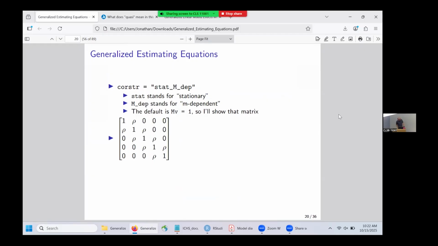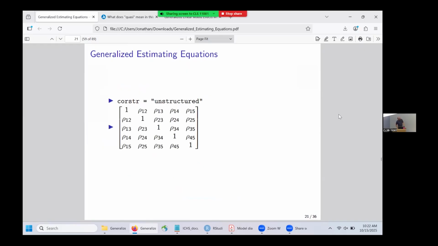So stationary is indicating to us that we have the same correlation for any two observations that are one step apart. M dependent means that observations that are one step apart are dependent on each other, but as soon as we get more than one step, the observations are independent of each other. So that's why the other off-diagonal elements are 0. So observations that are more than one step away are assumed to be independent from each other.